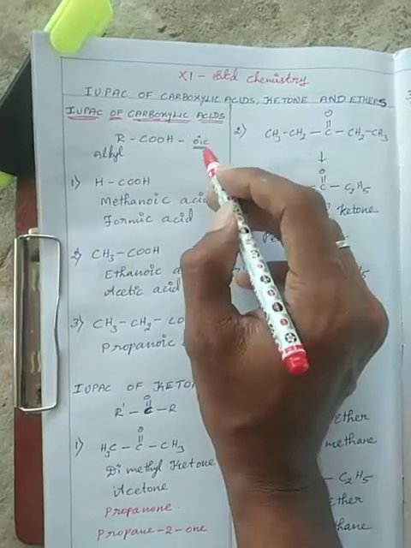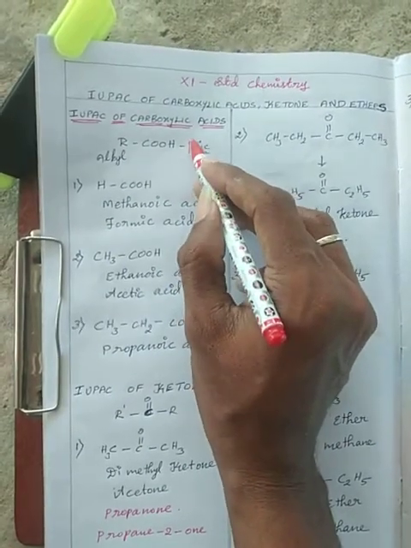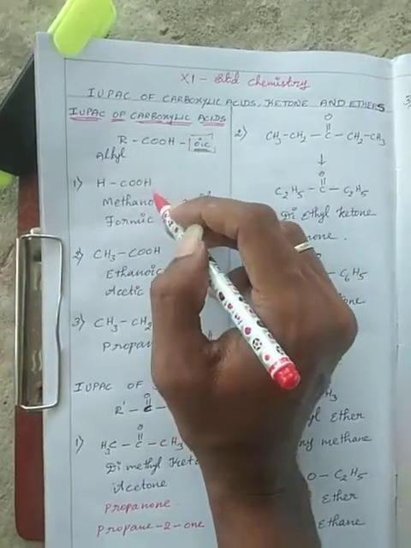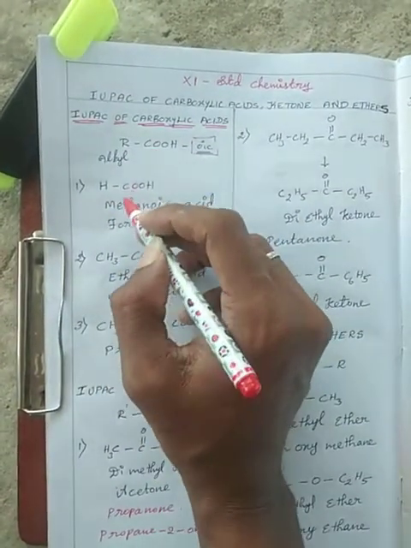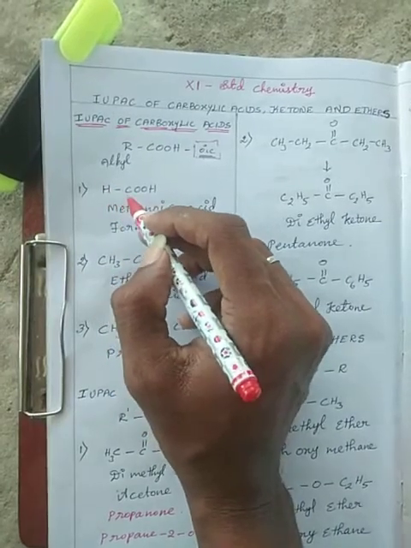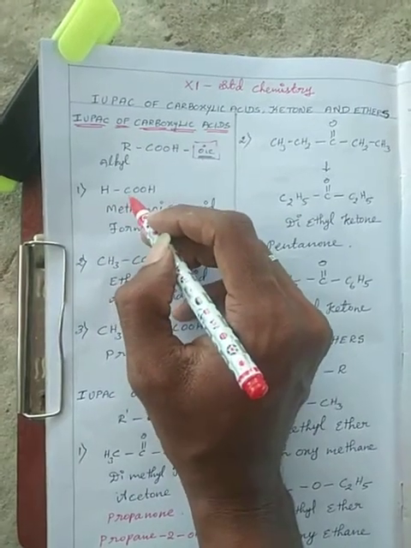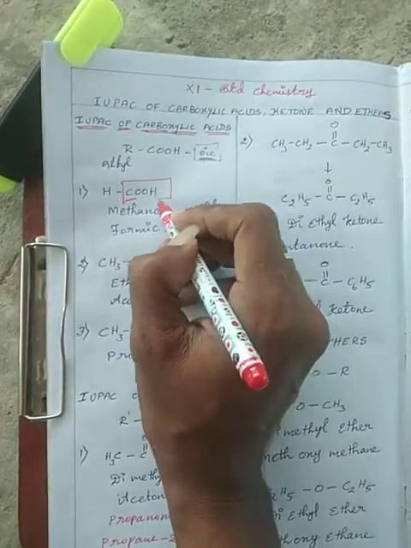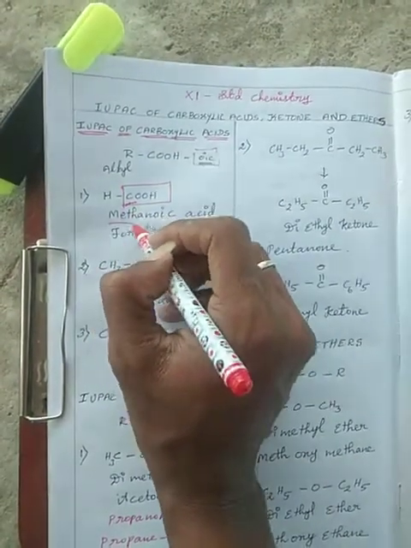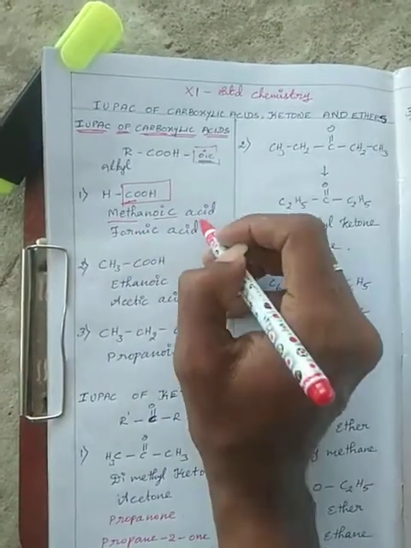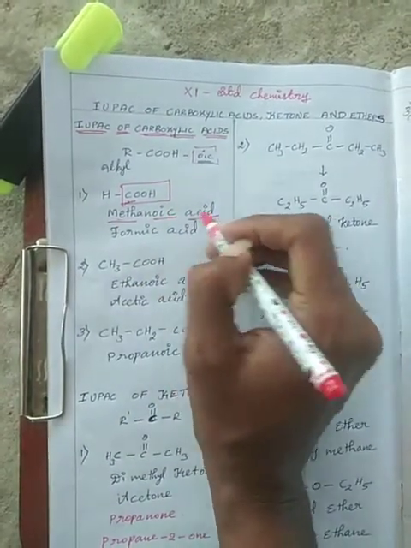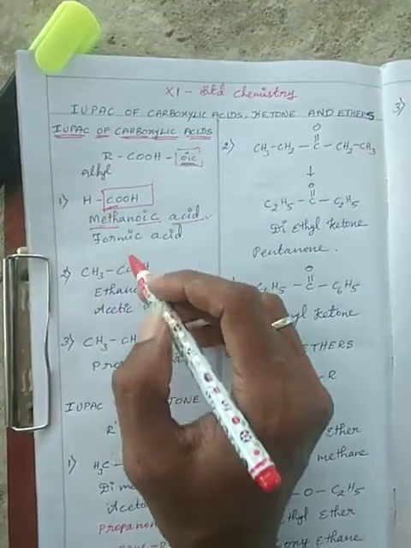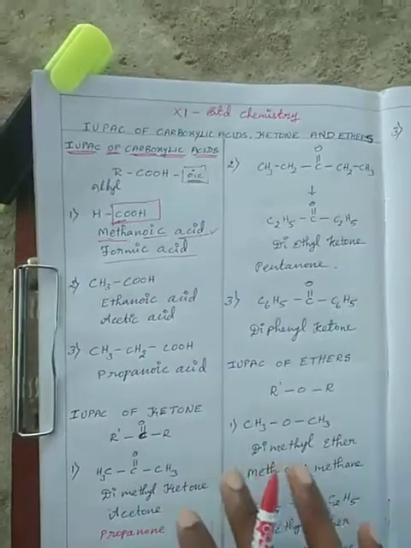In IUPAC naming, we use the suffix "oic" sound and acid, and the R alkyl group attached forms the base of the IUPAC name. First is the form where a hydrogen atom is attached to the carboxylic group. One carbon atom is present in the carboxylic group, and one carbon is "meth", so with "oic" and acid, it is methanoic acid. The IUPAC name is very easy. The common name, where the first one has a hydrogen atom, is formic acid.